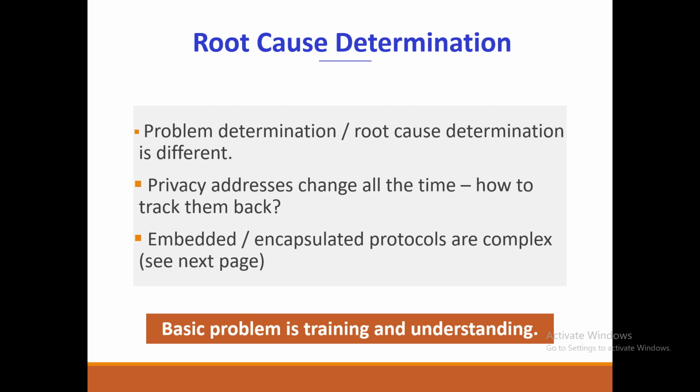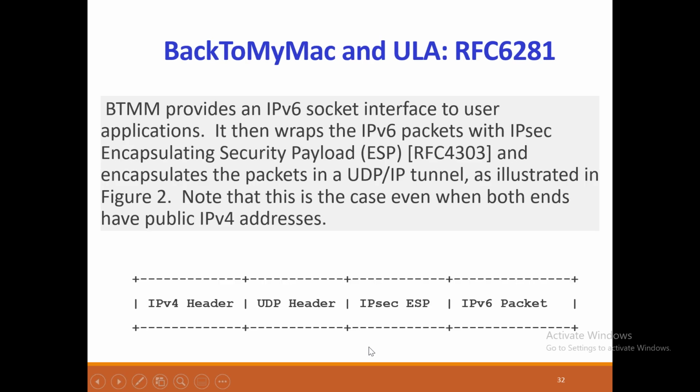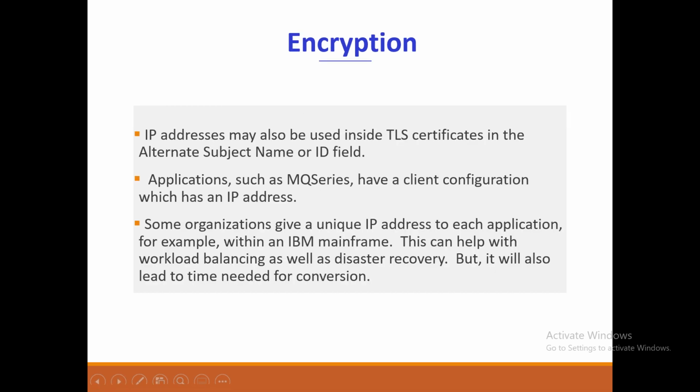But there are some fundamental things too. If you're keeping track of addresses and trying to correlate those to what you see in a packet trace, and the privacy address changes, what are you going to exactly trace back? And so that gets complicated. And then I talked about this last time, things like Back to My Mac. If you've got something like a V6 packet way deep inside a V4 header, this is very complicated, and you could have problems at any layer along this track. So this whole level of complexity becomes hard to debug. And when it's hard to debug, you get into things like, how am I going to determine the root cause? Because I'm having trouble troubleshooting.